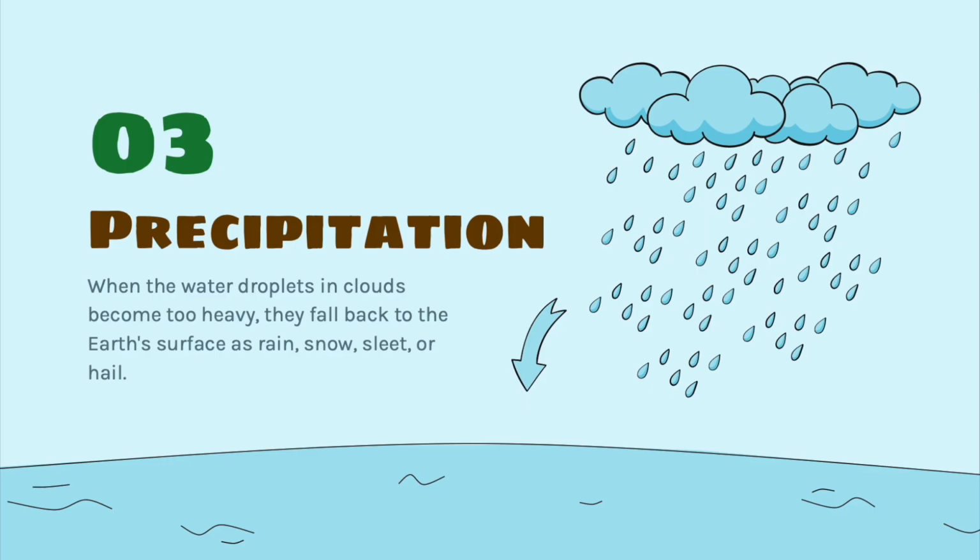Then, precipitation. When the water droplets in the clouds become too heavy. So when there's too many water droplets in one cloud, they fall back to the Earth's surface as what we know as rain, snow, sleet, or hail. So when you are playing outside and it suddenly rains, well, it's because the clouds were overweight, basically, because of the too many water droplets accumulated.